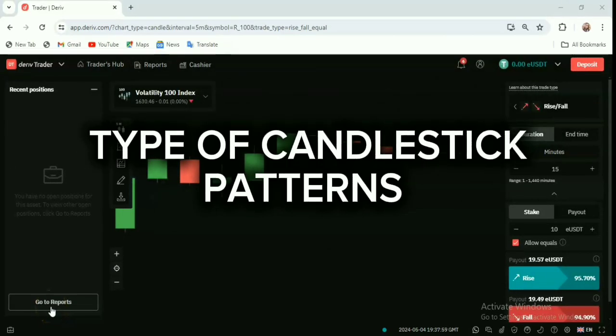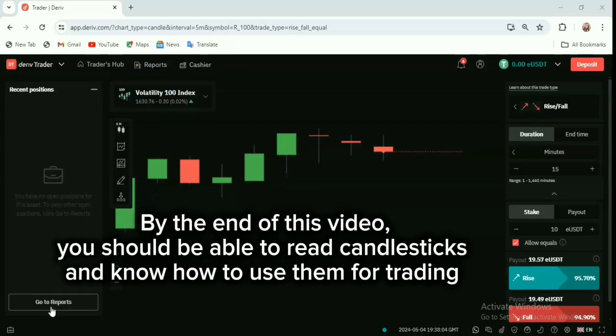Types of candlestick patterns. By the end of this video, you should be able to read candlestick patterns and know how to use candlestick patterns for trading signals.